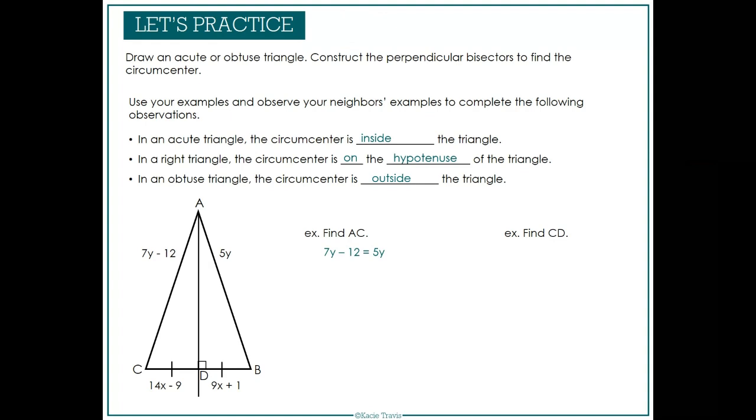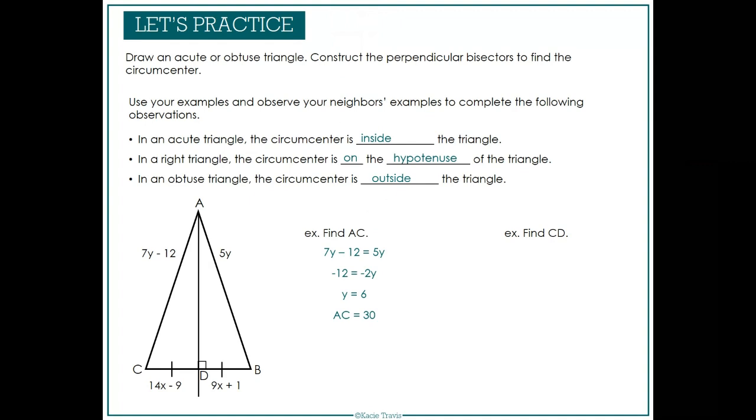So I set these two equal. I start to solve it. I bring over the 7 to the other side, giving me that negative 2y equals negative 12. I divide both sides by negative 2, telling me that y is 6. But we're not done yet. We got to take that 6 and plug it back in to the side for AC. That side is 7y minus 12, which will give us 30 if we plug that 6 back in.